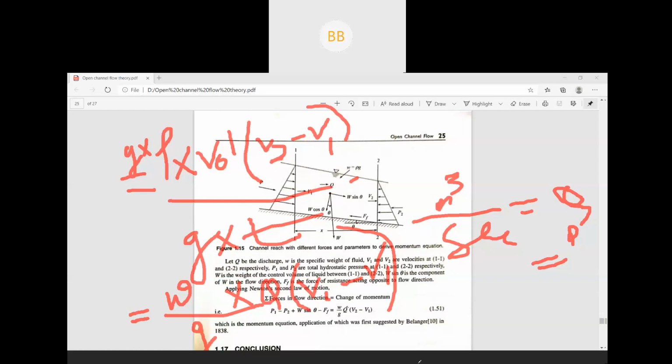So here it is directly given the equation. The derivation is this. First, we have to take the rate of change of momentum. That is change of momentum divided by time. So momentum, we all know, mass into velocity. So mass into initial velocity minus mass into final velocity. So you can take V1 minus V2 or V2 minus V1, it doesn't matter.